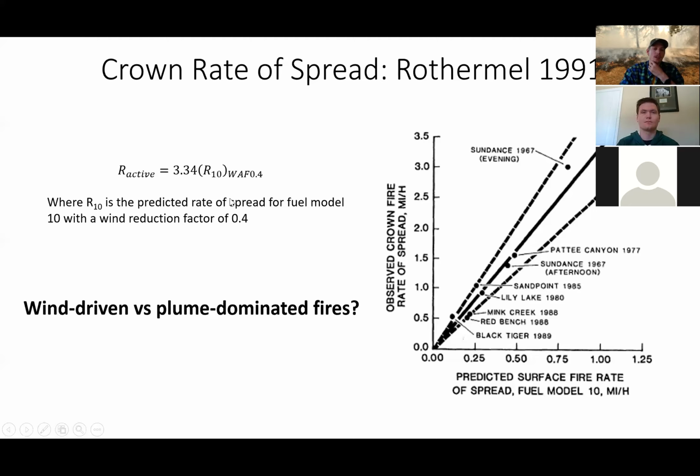But yeah, so it's this idea that we first predict the surface fire rate of spread for fuel model 10, given all of our other weather conditions, and then we multiply that by 3.34, and we'll get a pretty good prediction on how fast that fire would move if it were a crown fire.